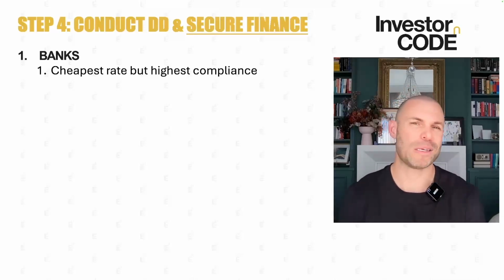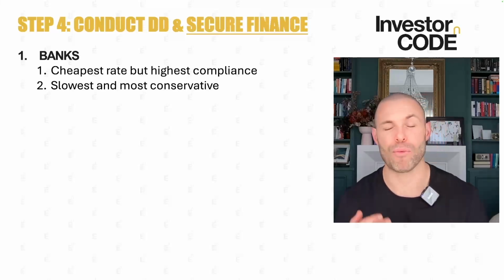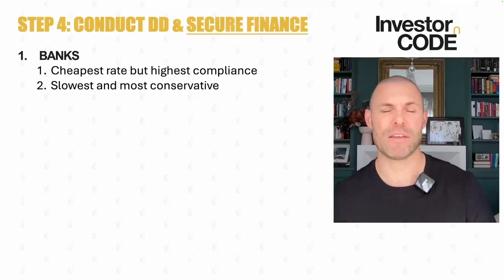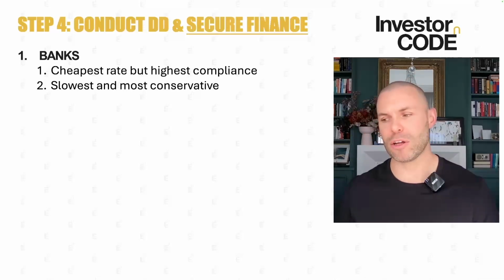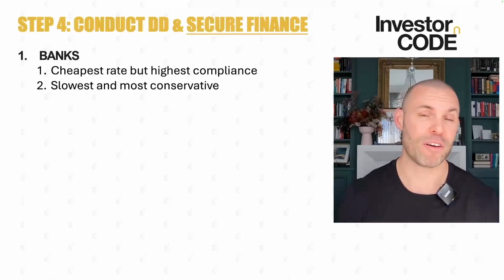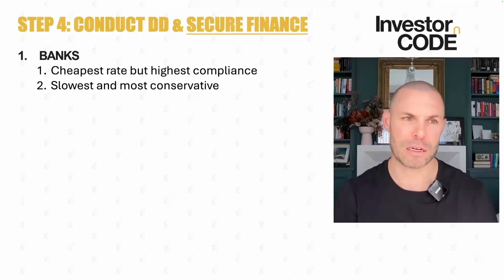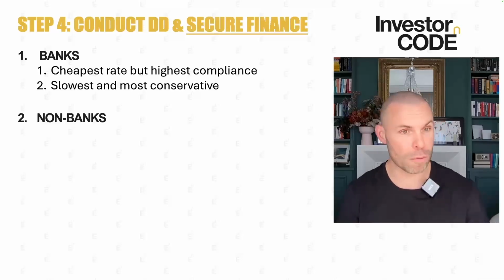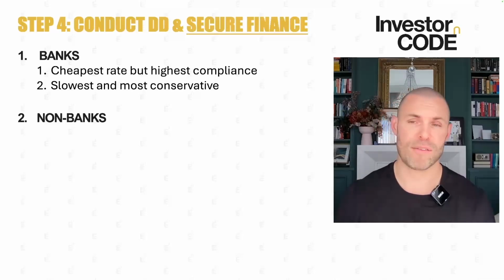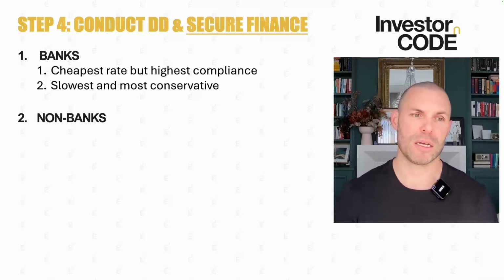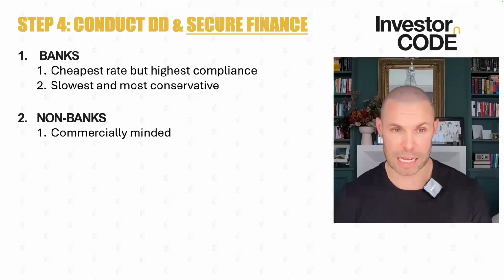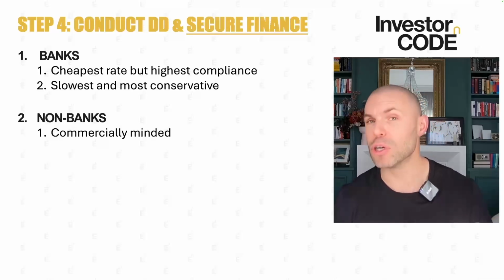But it's also going to be the highest level of compliance, okay? And that means that it can be really slow, like really slow, and typically very conservative. So you might only be able to borrow 50 or 55%, maybe 60% from a bank, whereas in a non-bank, you might be able to borrow 70 or 80% of the purchase price.